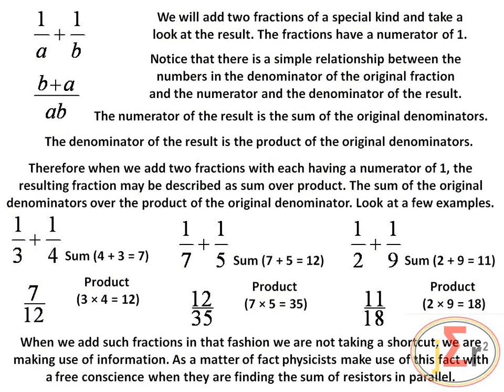It is already understood that when we are adding two fractions and their numerators are equal to 1, that the sum may be found by taking the sum of those denominators and write that as the numerator of the result, and then the denominator will be the product of the original denominators.